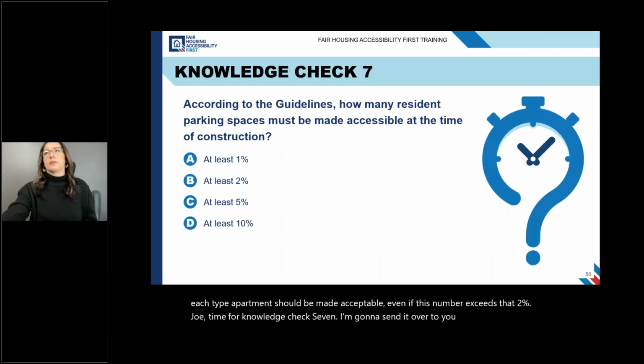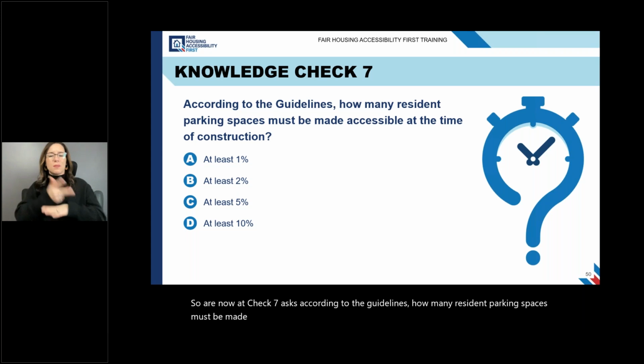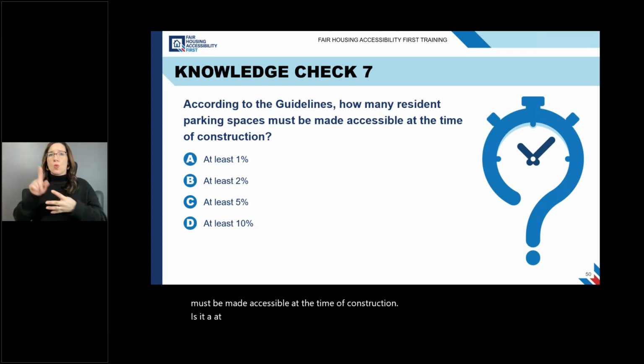Thank you, Crystal. So our knowledge check 7 asks, according to the guidelines, how many resident parking spaces must be made accessible at the time of construction? Is it A, at least 1%, B, at least 2%, C, at least 5%, or D, at least 10%? So I'm going to launch that poll for everyone.